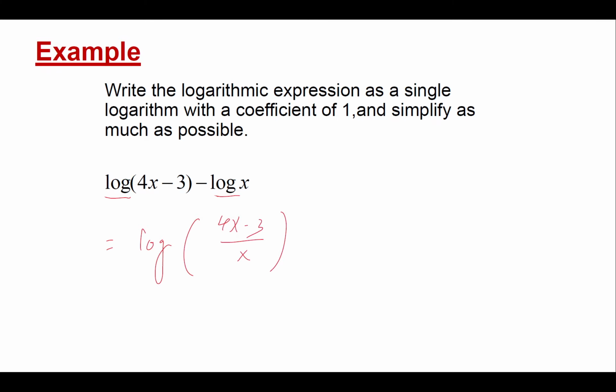Okay, and we know that there is a 1 in front of log, so that's the coefficient 1, and that's the most simplified form. There is nothing we can do. We cannot just cancel anything here, so that's the most we can do.